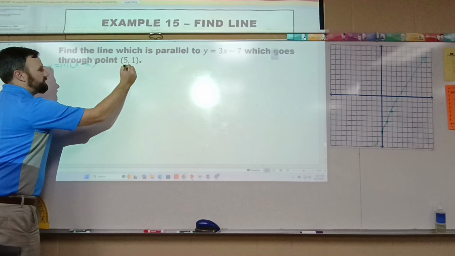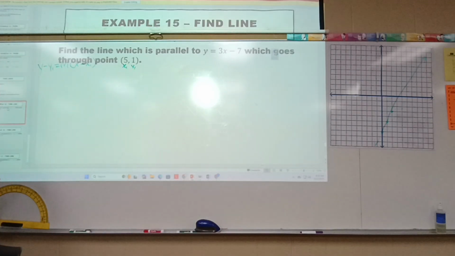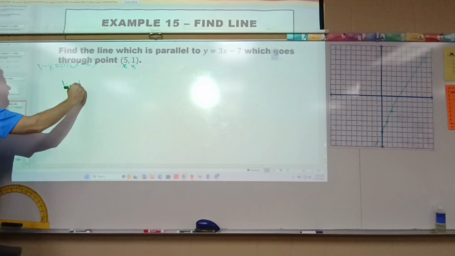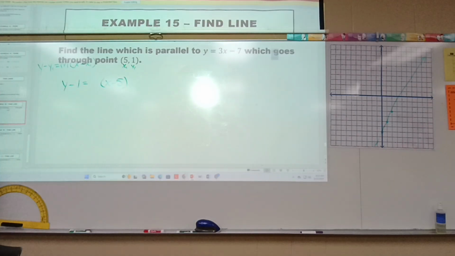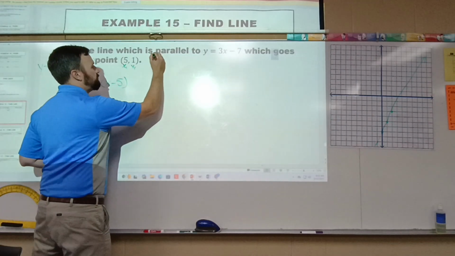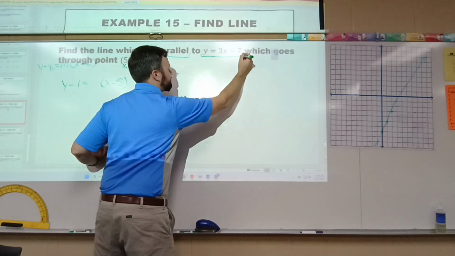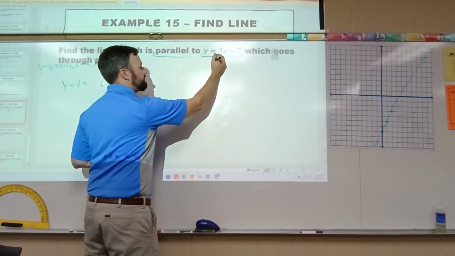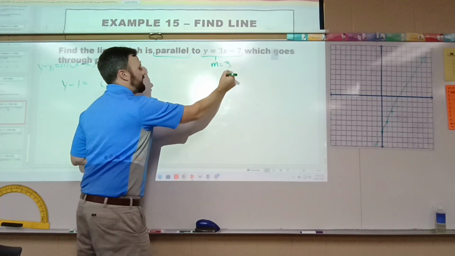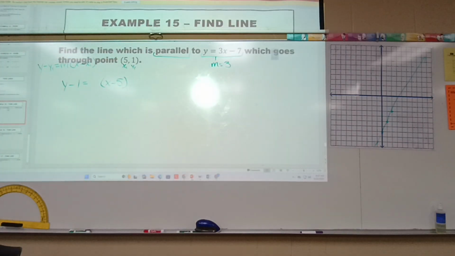I have a point, x1, y1, right? You guys agree? I'm going to do y minus y1 equals something times x minus my x coordinate. Yeah or no? What am I going to use for a slope? I should read the question first, I guess. It says parallel to this. What's the slope of this beast? That one's 3, right? If it's parallel, what has to be true about my new line?